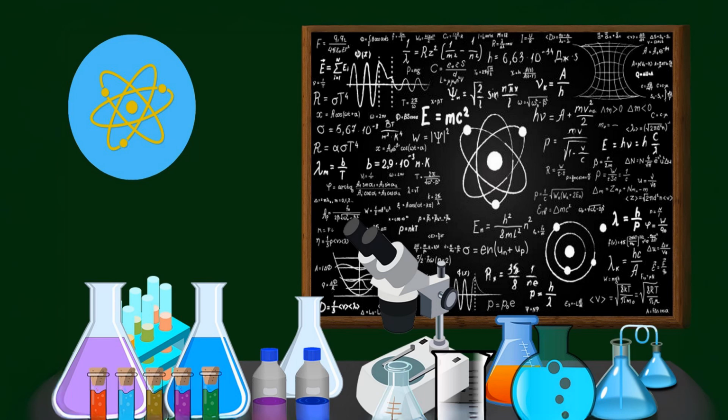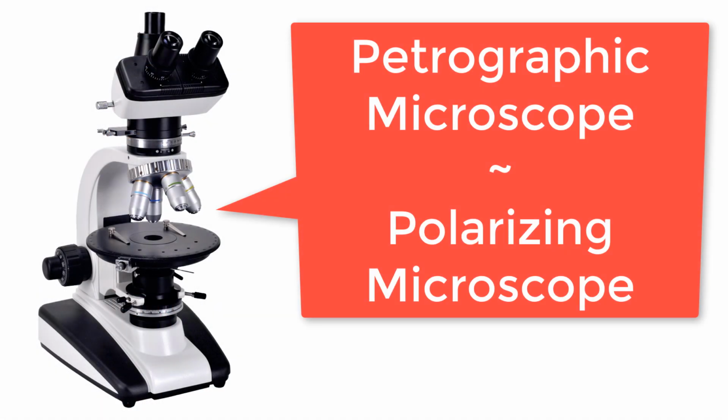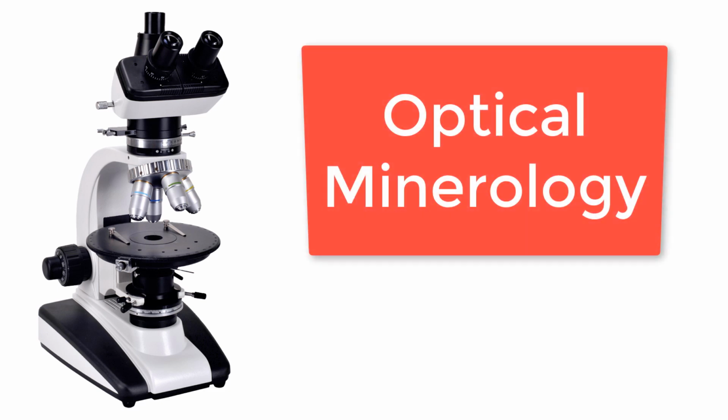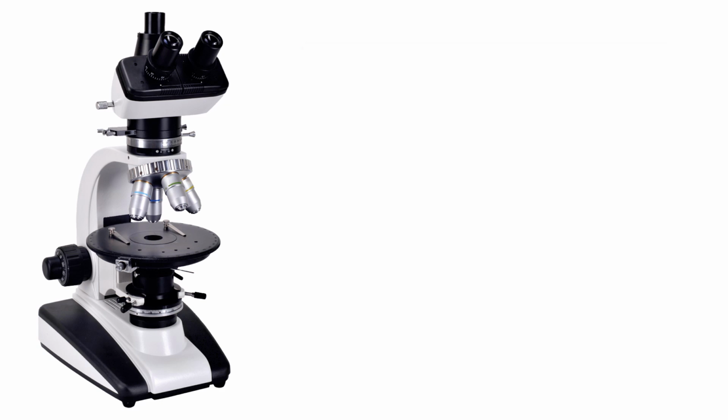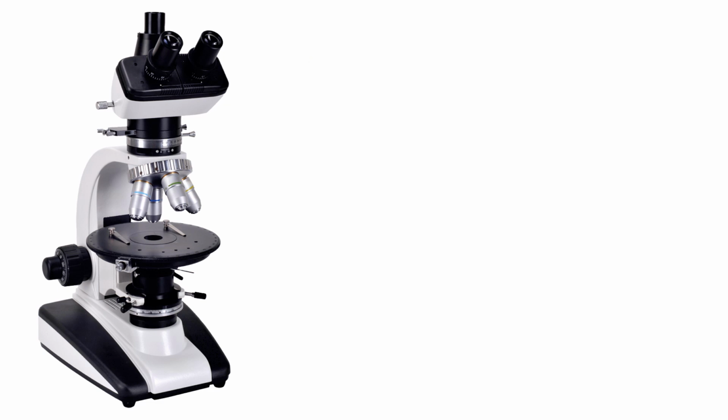Investigation occurs through physical and chemical analysis, using both simple and complex tools. One of the more complex tools is a petrographic microscope, also called a polarizing microscope. It's used in the field of optical mineralogy. Petrographic microscopes differ from other microscopes because they supply polarized light. This kind of light reveals many characteristics of the minerals contained within rocks.